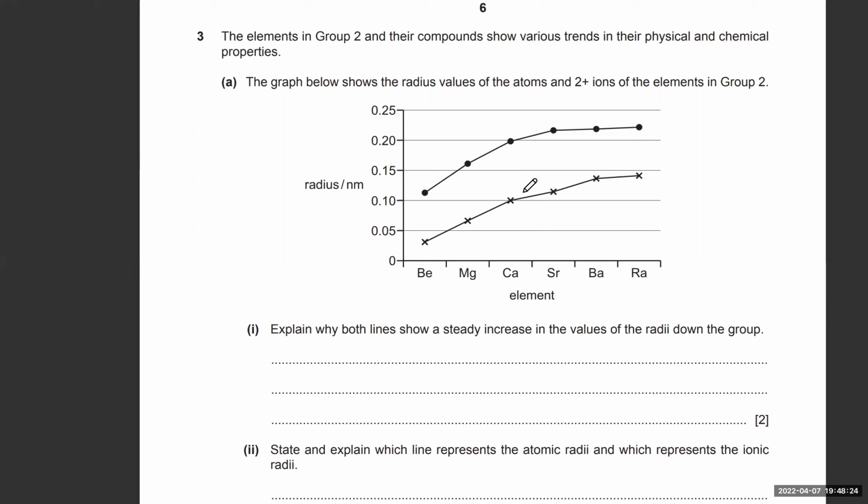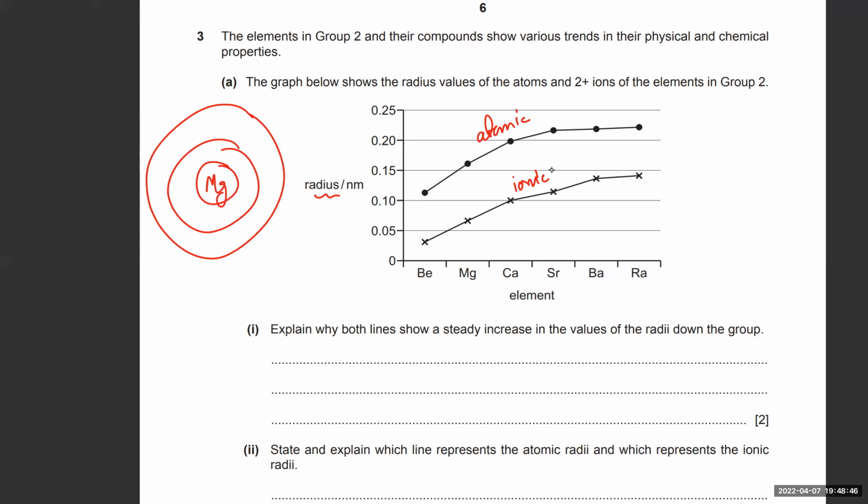The dotted one will be for atomic radii, and this one is going to be for the ionic radius. Remember, positive ions tend to be smaller. Why? Because they lose their outer shell electrons. Like in the case of magnesium, it's 2, 8. The ion is going to be smaller because it would lose its outer shell electrons. So to explain why both lines show a steady increase, down the group you have more shells. That's it.